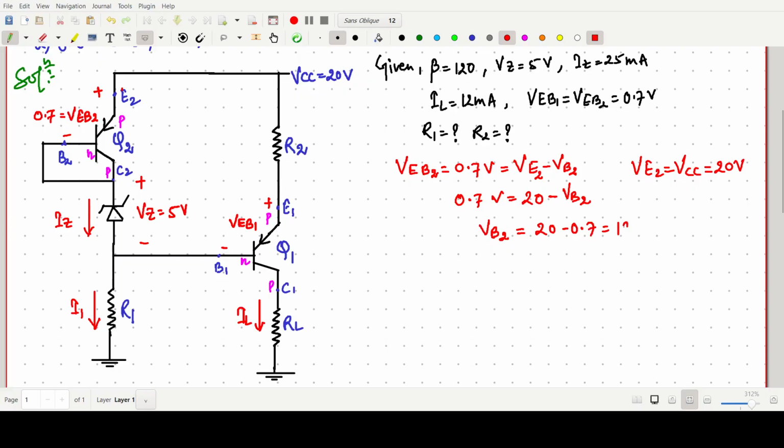Why I am doing it will be clear very soon. So VB2 is 19.3 volt. Clear? So what we observe is that this value, I am writing in green color, this whole voltage value is VB2, which is nothing but simply 19.3 volt. So now here we can say that this one is 19.3 and this one is 20, so the difference will be 0.7.